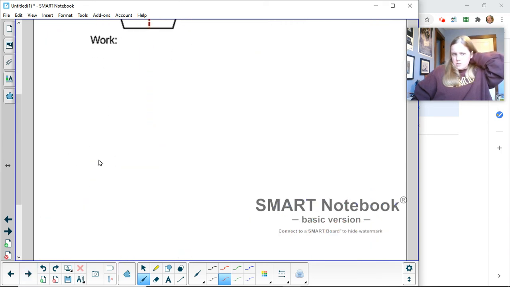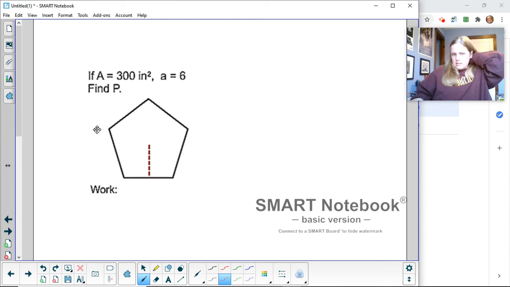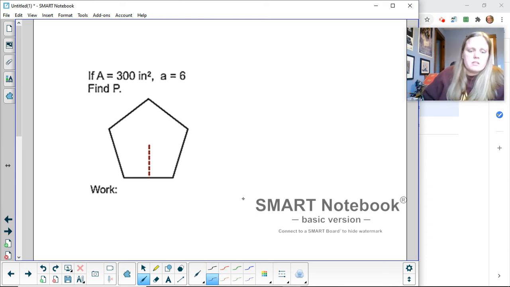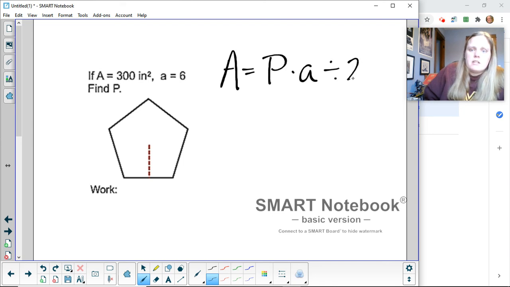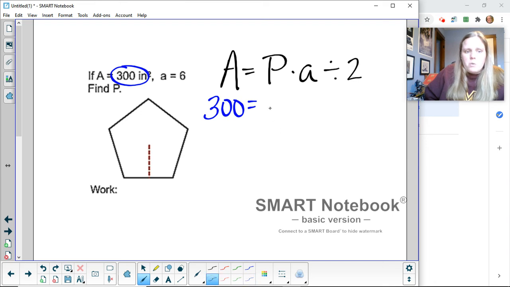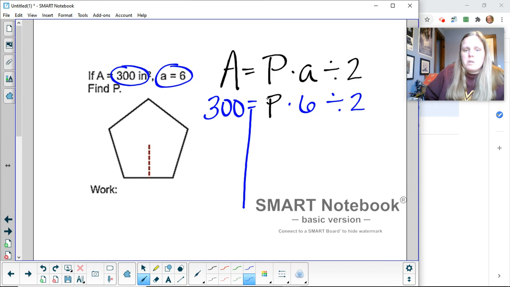All right. Oh, yay, last problem. So on this one, they are asking us to find perimeter when we're given the area. So we're going to use the formula that has the perimeter in it. Plug in everything that we know. Capital A is 300. Capital P is what we're missing, so I'm going to leave that as a P. Little a is 6, and divide by 2 is part of the formula. And again, because we're missing something within the equation, we need to do a T-chart. So go ahead and try to solve for the perimeter.